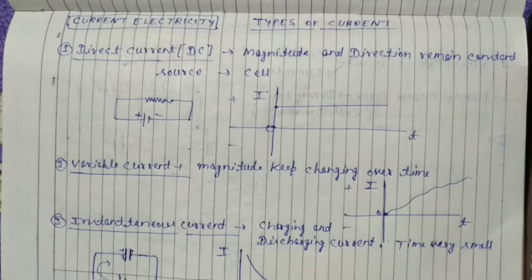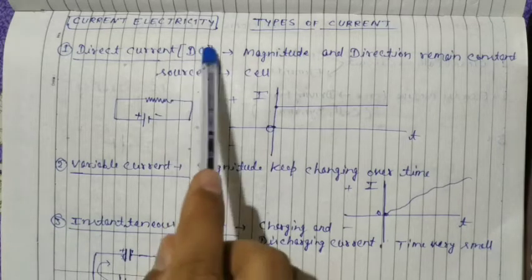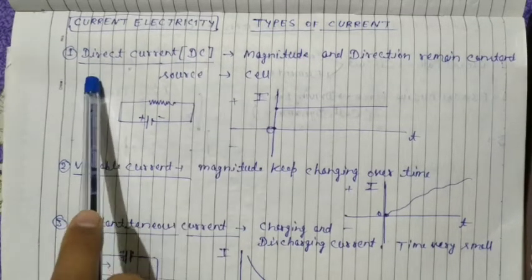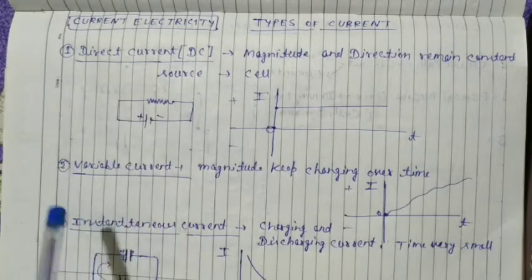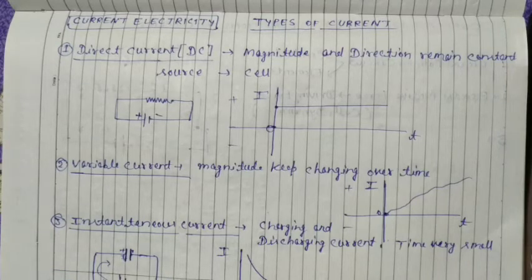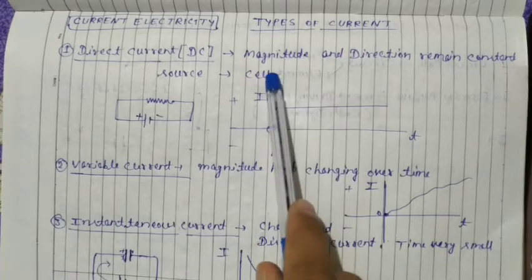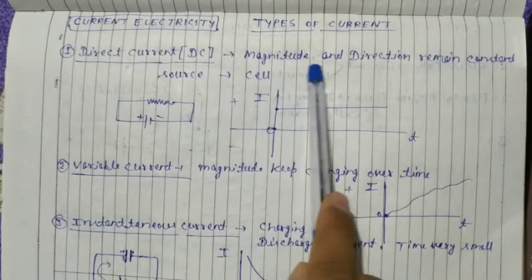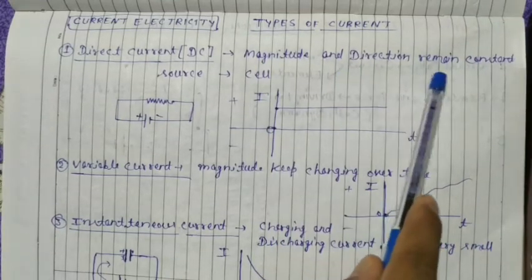So the first thing is DC current, direct current. In a circuit, current is flowing in such a way that its magnitude and direction remain constant.